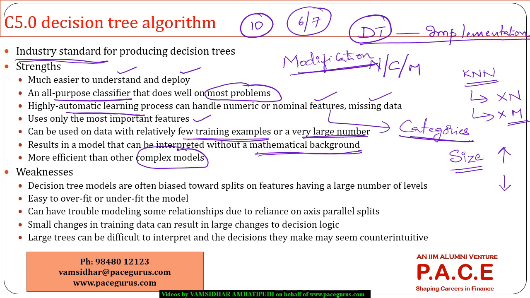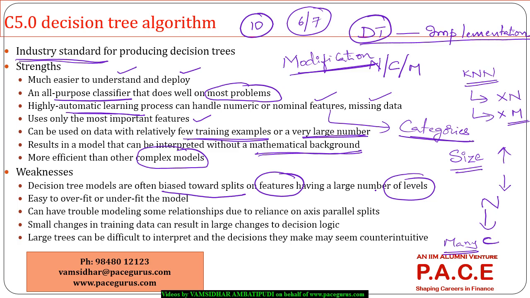But of course, having looked at the positives, we should also have a good understanding of its negatives, so that we are more and more informed and aware of the process. They are more and more biased towards the split on the features. So if there are too many nominal variables and each nominal variable has many categories, what we typically see is they try to give more importance to that particular variable compared to other variables.